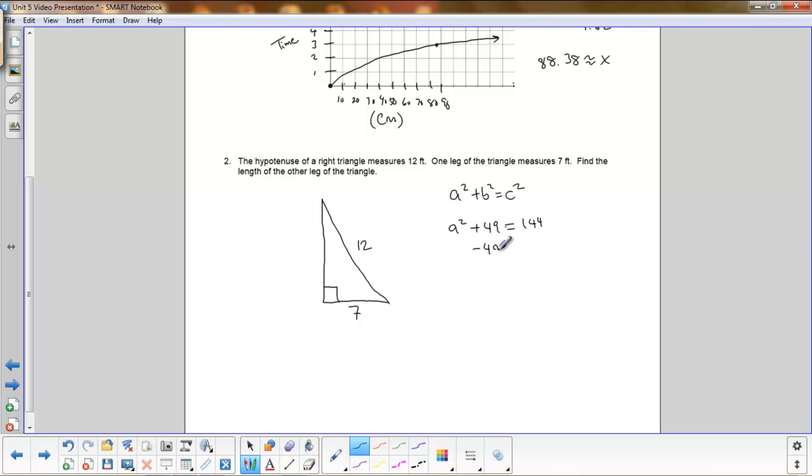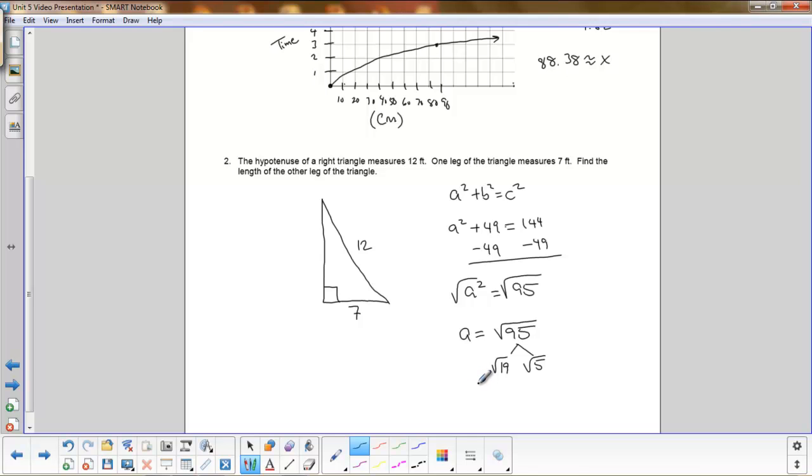Subtract 49 from both sides, and that's going to give me a squared equals 95. Square root both sides. A equals the square root of 95, and that's going to break down into 5 and 19. Neither one of those are perfect squares, so there's nothing more I can do to this problem. The answer is the square root of 95.